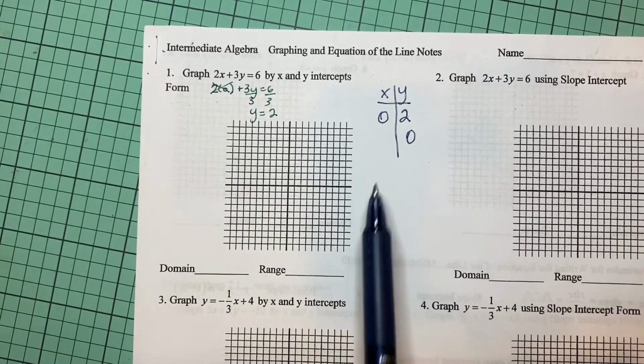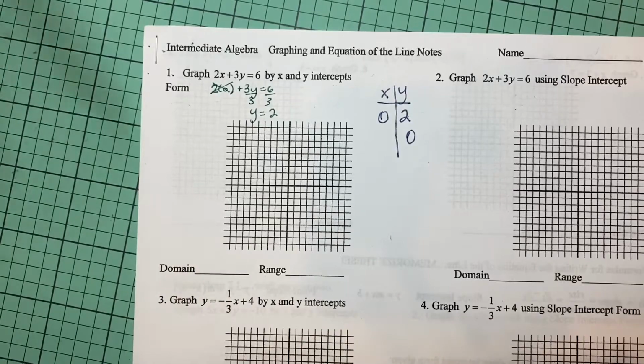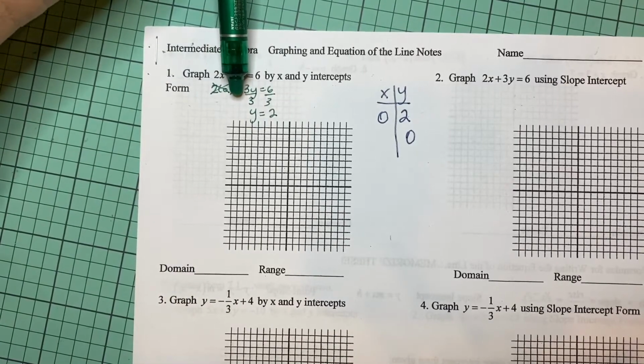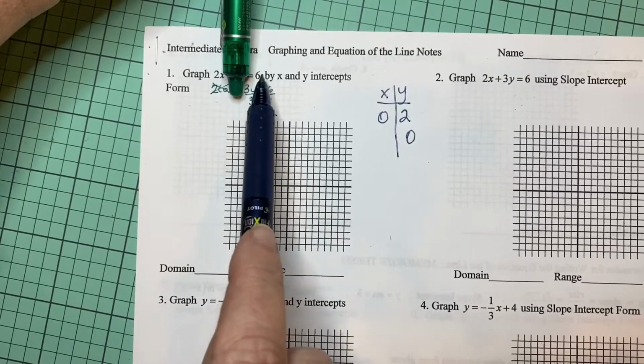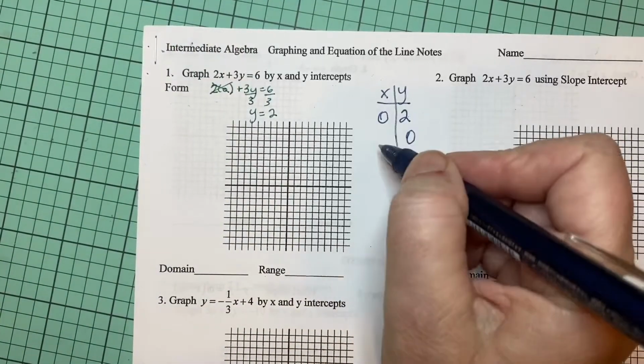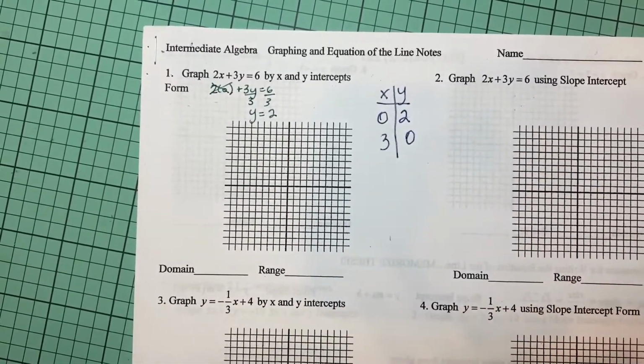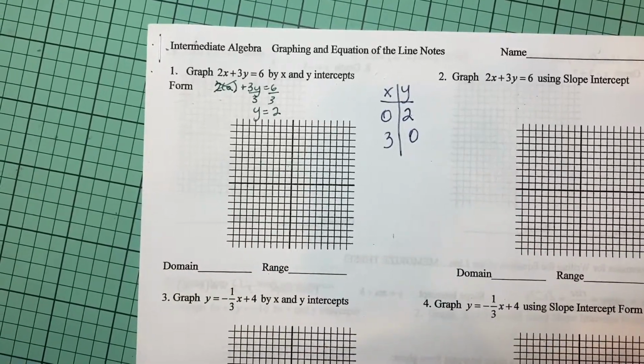Then we're going to let y equal 0. Let me get another pen. Which means cover up the y value. And do you see you have left 2x equals 6. Or 6 divided by 2 is 3. And so now we have our 2 points.